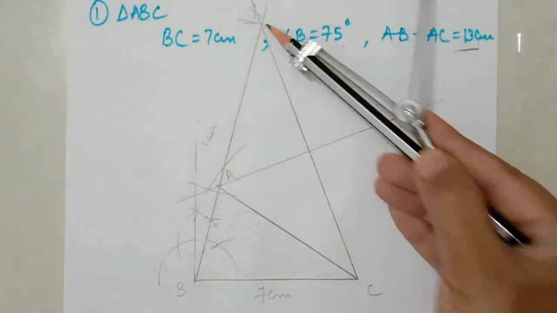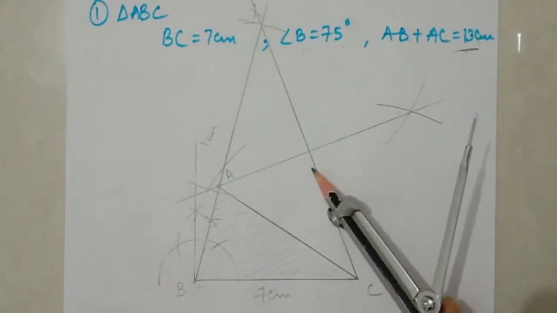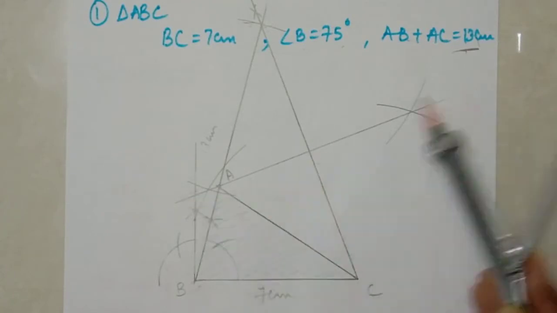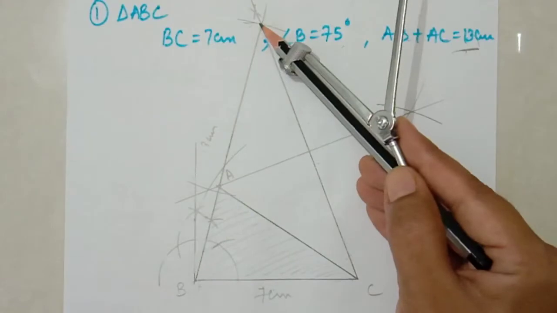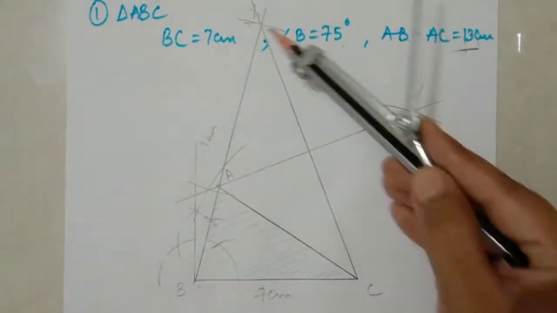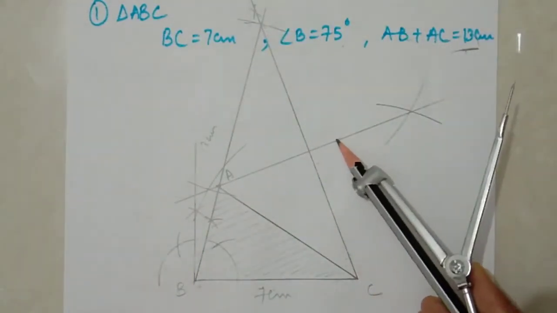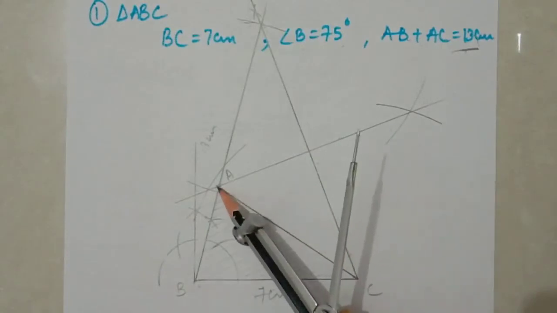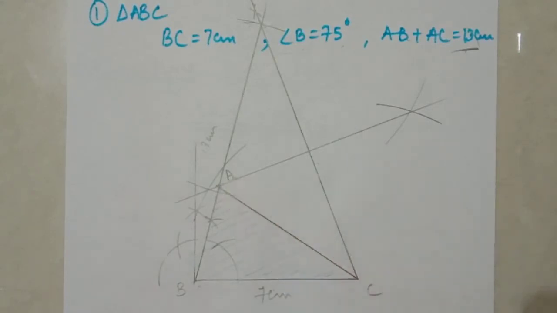Next step, we have to join XC. Then next step, we have to draw the perpendicular bisector of the new line. Most of the time students are confused and they draw a perpendicular bisector of this angle line. No students, you have to remember that we have to draw the perpendicular bisector of the new line. This perpendicular bisector cuts the old line at a point. We will mark it as the third vertex of the triangle, which is A, and then join AC. This is our required triangle.